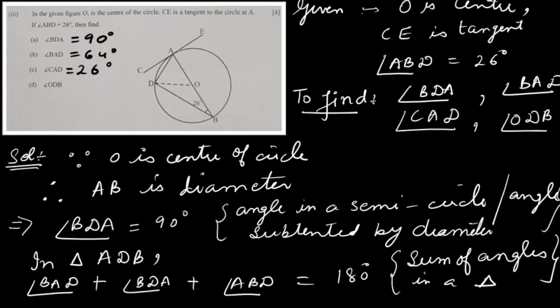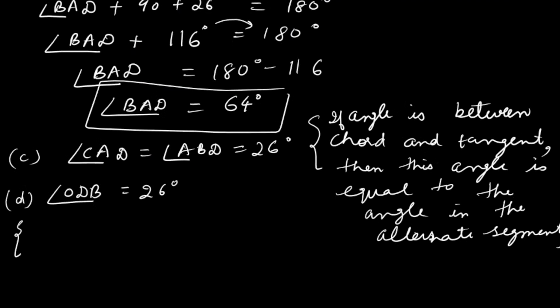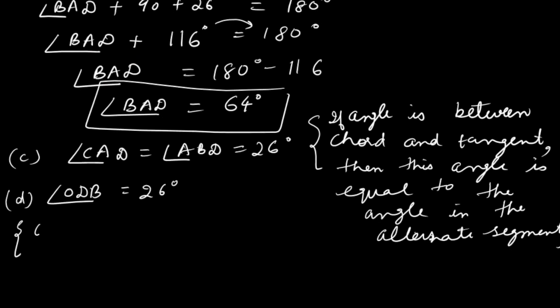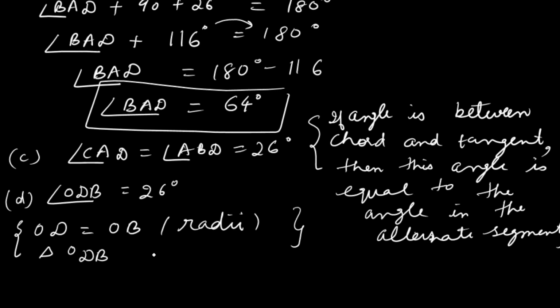OD and OB are radii. Angle in the isosceles triangle. Yes, good. OD and OB, being radii, are both equal. So OD equals OB because they are radii of the circle. Therefore triangle ODB is an isosceles triangle. When two sides are equal, it is an isosceles triangle. So that's why the angles opposite to equal sides.